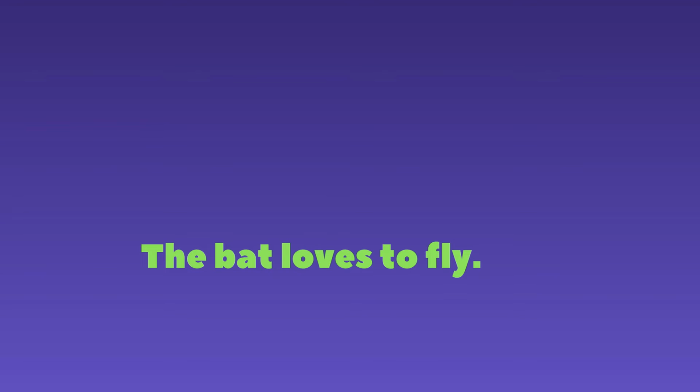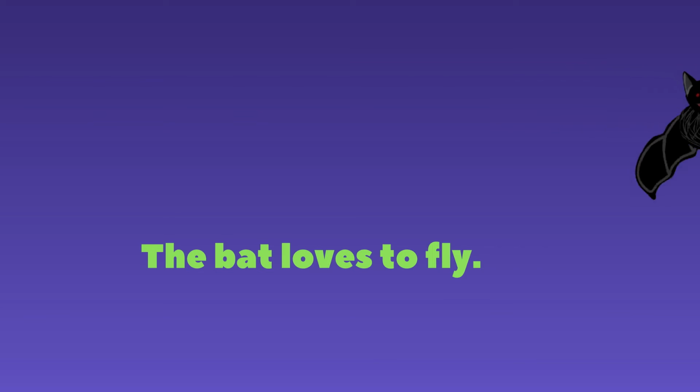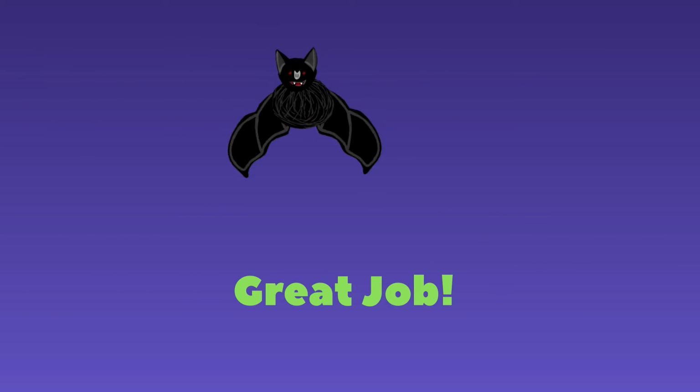Let's see if you can remember the example from the beginning of our video. The bat loves to fly. Pause the video and write down the infinitive, then write down the verb. If you said that the infinitive is to fly, then you are correct. Loves is the verb. Once you find the word to in the sentence, it should be easy to find the imposter. Great job, boys and girls. Let's move on to our next example.